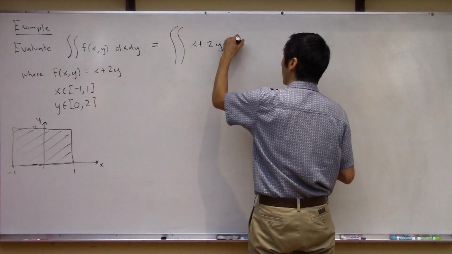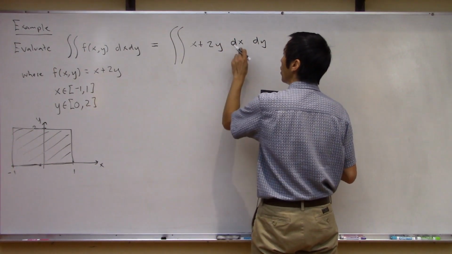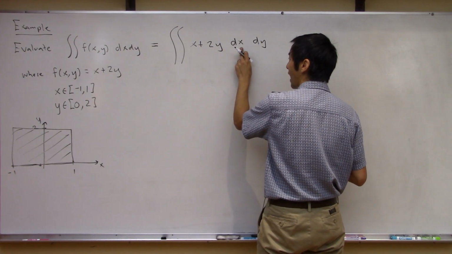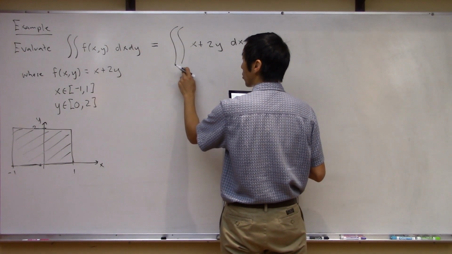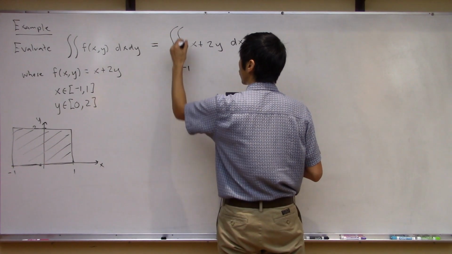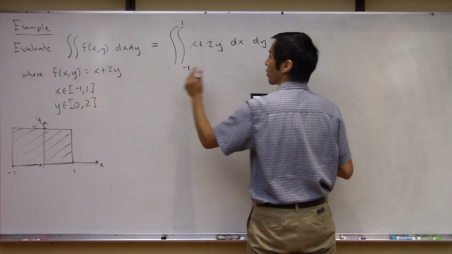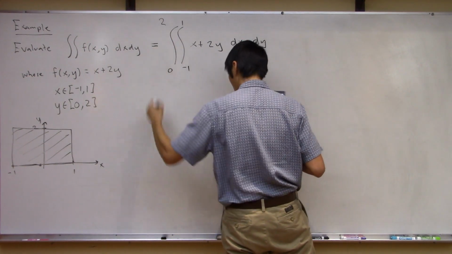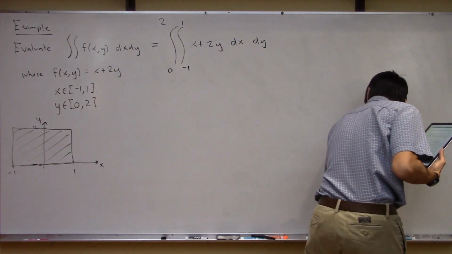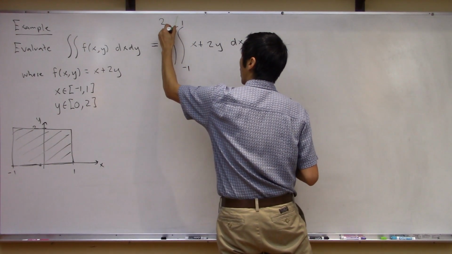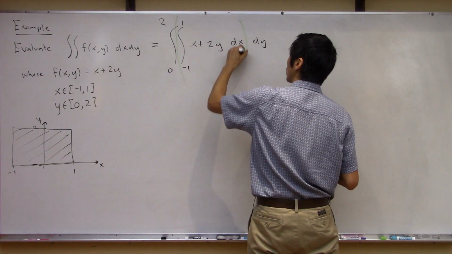Let's integrate over x first and then over y. Since the inner integration is going to be performed with respect to x first, we use the x limits on this inner integral. So this goes from -1 to 1, and then the outer limits of integration are the y limits, 0 to 2. Let's draw a little parentheses around this, and let's do this inner integration first.